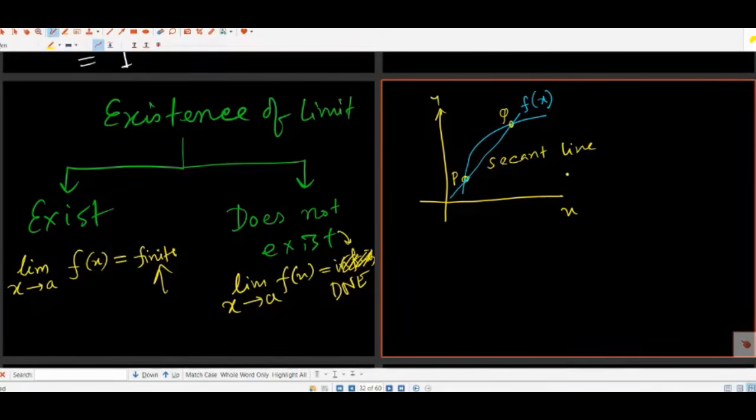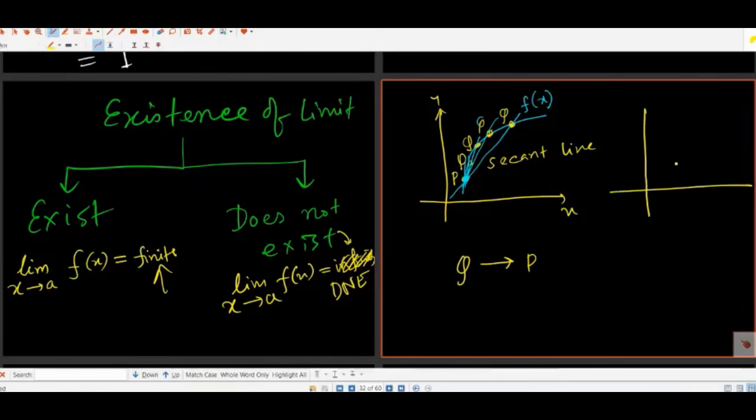The x-axis and y-axis are here. Now the question is, what is the case when Q is coming closer and closer to P? Suppose Q is here, now Q is here, and Q is here. So finally, what will be the case? The line joining P and Q will become closer and closer to P. This is called the definition of derivative.